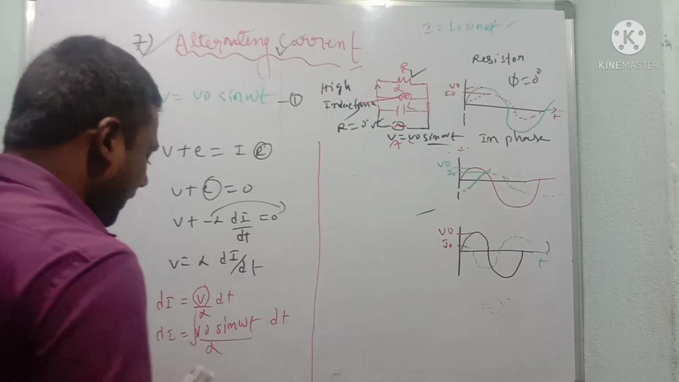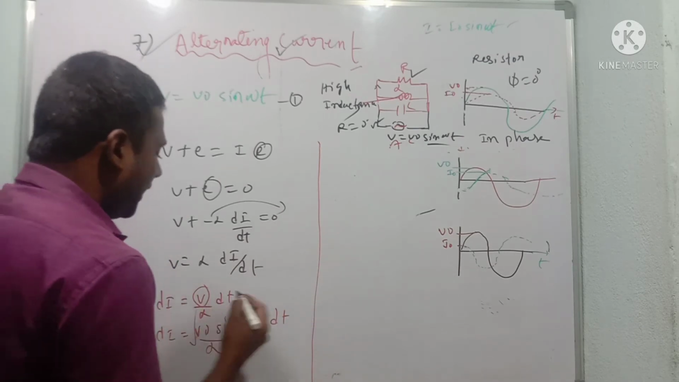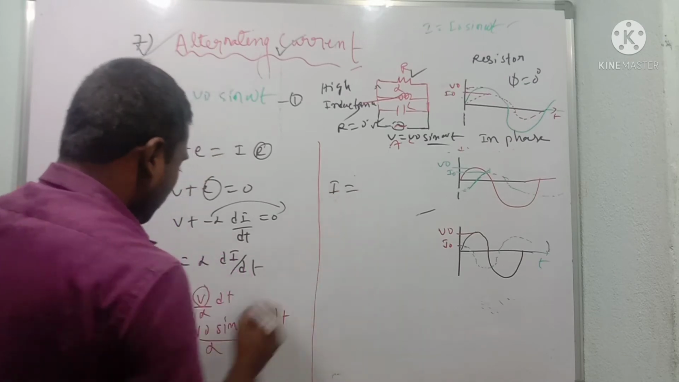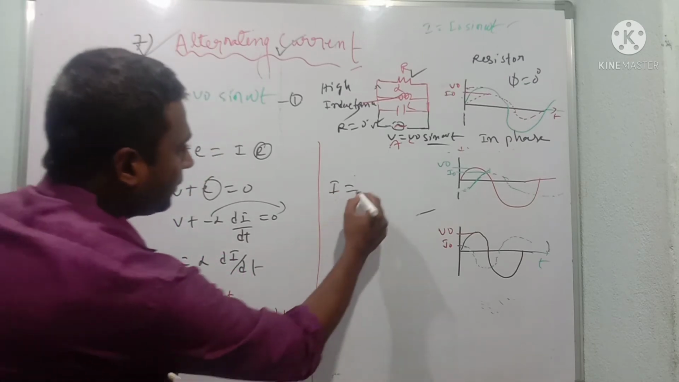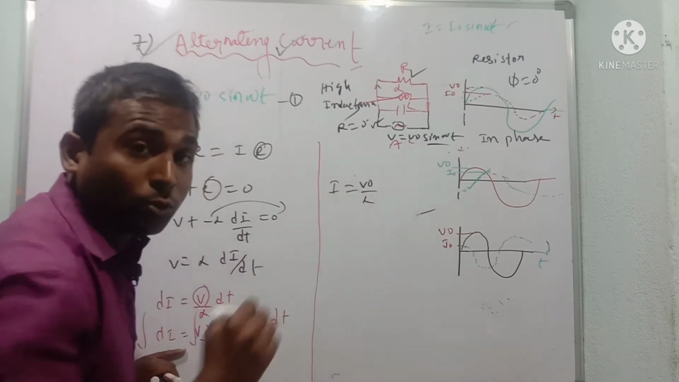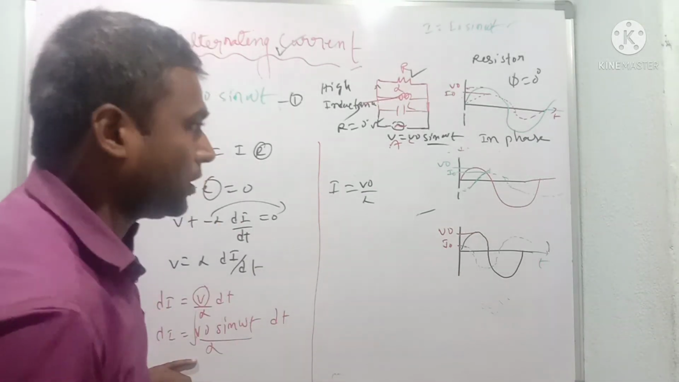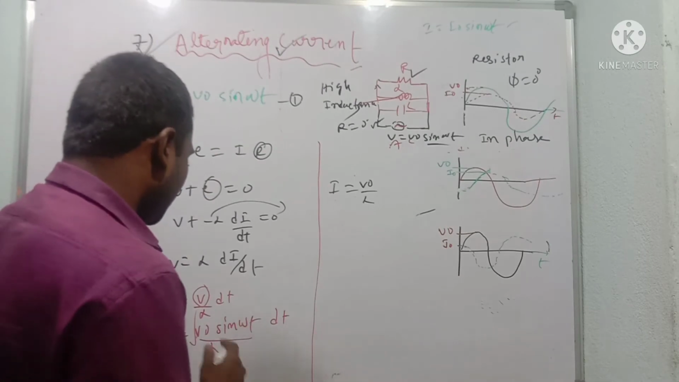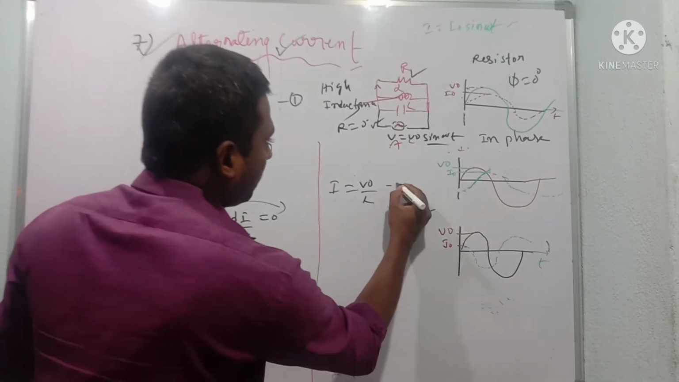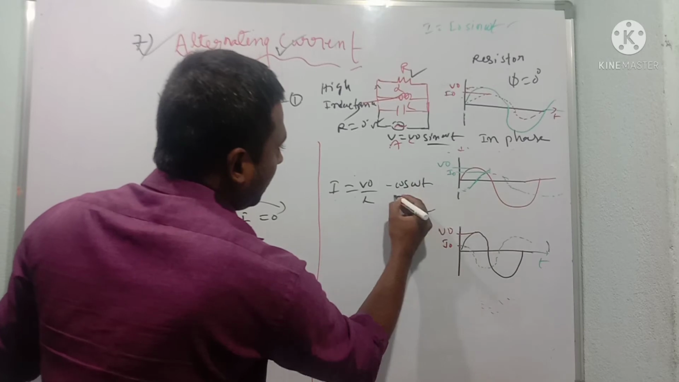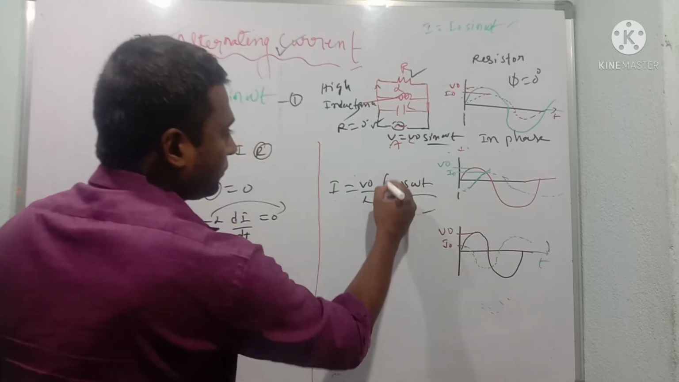That we are going to get that integration of dI, that is I. So this is V naught divided by L. I am going to take constant terms outside. Then integration of sin theta, minus cos theta. So it becomes what, children? That becomes minus cos theta, cos omega theta divided by omega.